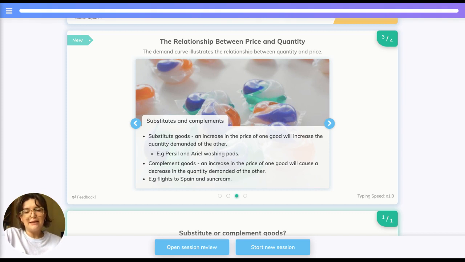And this effectively means that when there's an increase in the price of one good, there will be a decrease in the quantity demanded of the other. So, for example, if flights to Spain were to increase, the demand for sun cream would decrease. And that's because they kind of go hand in hand, which is what complement means.